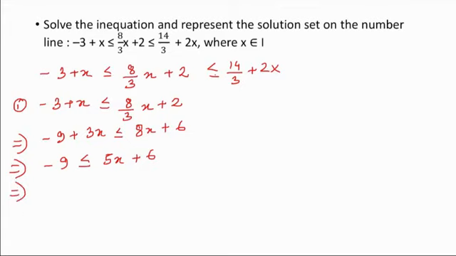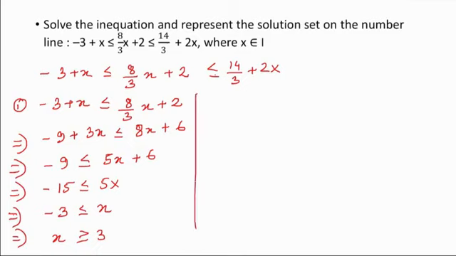Now to bring all the constant terms on one side, we add -6 on both sides of this inequation. So adding a -6 on this side makes this side a -15, less than or equal to 5x, and then to get a range of x, we divide both sides of this inequation by +5. So ultimately the inequation becomes -3 less than or equal to x, or we can also write it as x is greater than or equal to 3.